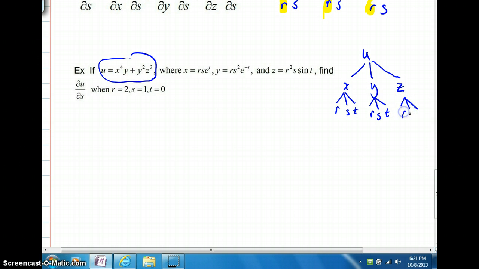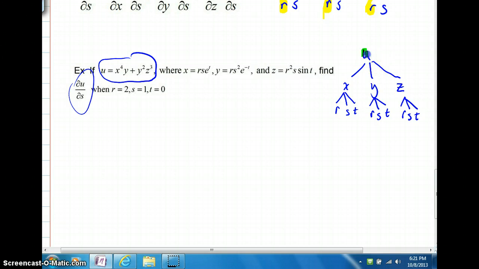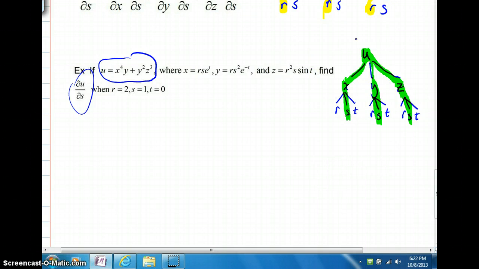And we can see that if I am asked to find the derivative of u with respect to s, the big question is, how can u be linked to s? You can see right here on this first pathway through x, of course. We can also go through y. Finally, we can go to z just as well. So that's really where we're going to be taking our derivative with respect to s. Of course, we could have taken partial derivatives with respect to r or t as well.